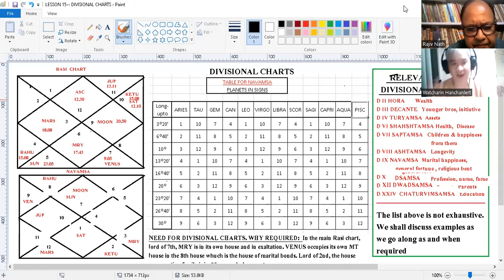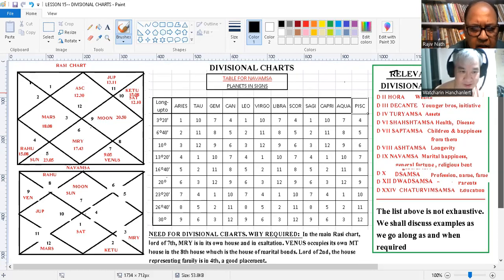So a divisional chart would be useful only once the significator in the main chart promises a good thing. But if the significator in the main chart doesn't look good, forget the chart. Or if it looks bad, then it can become worse. Now we are coming back to that screen.